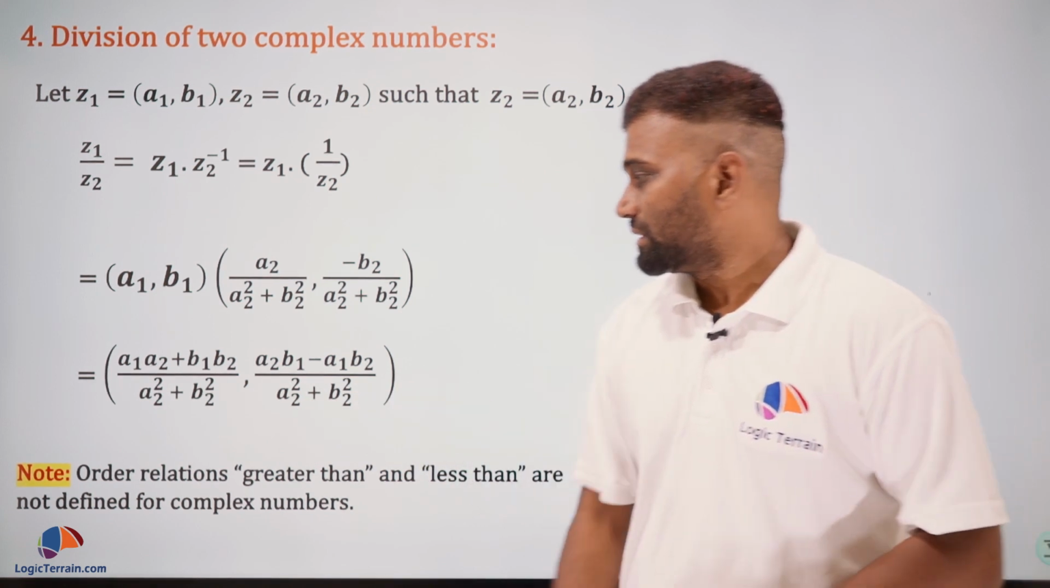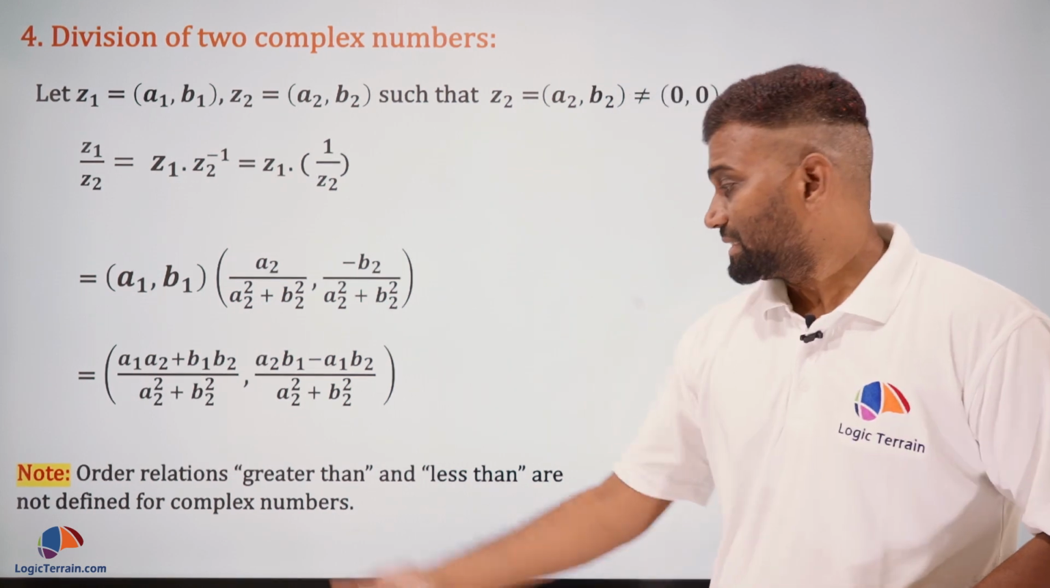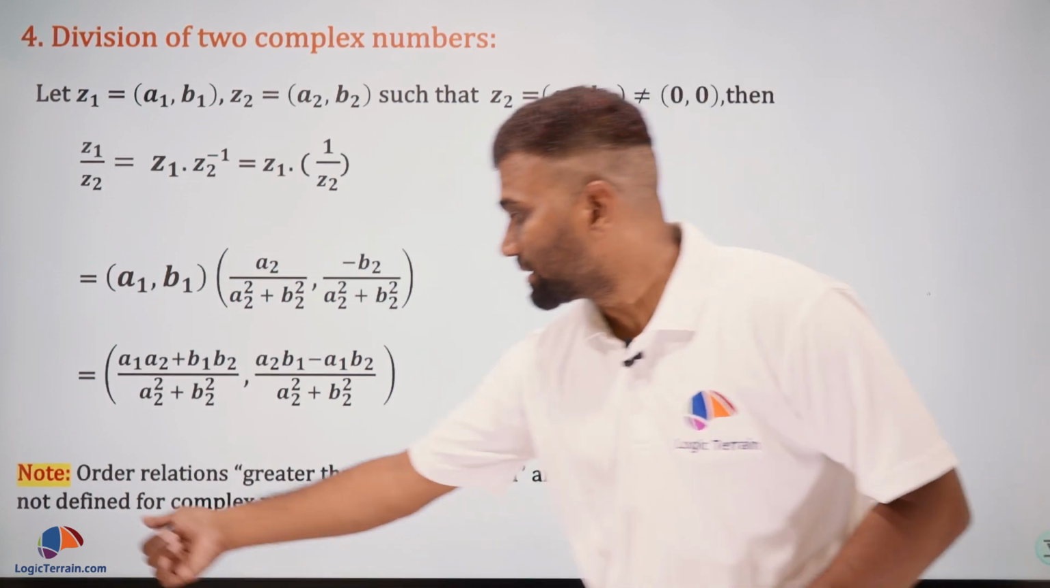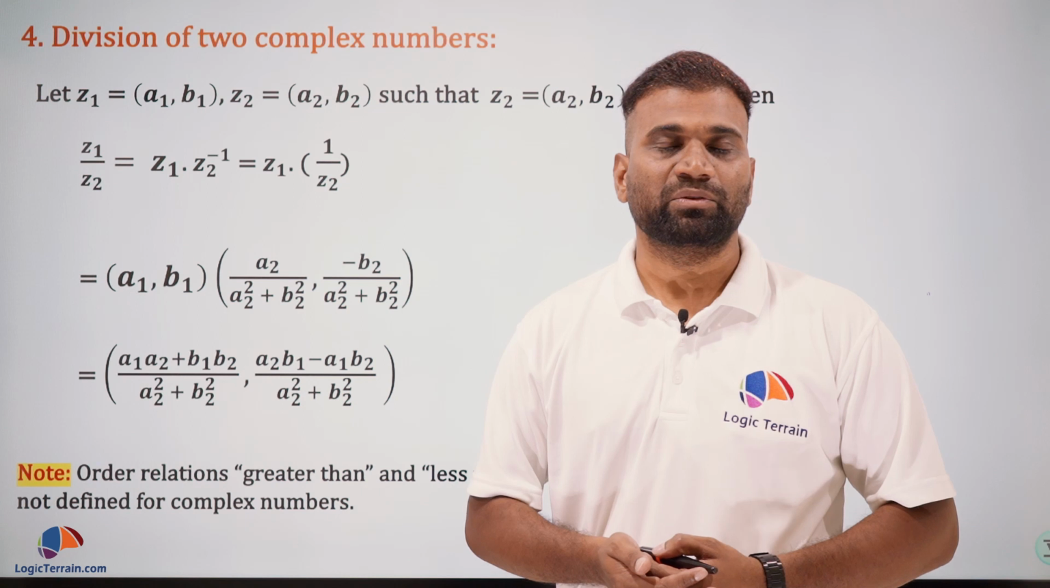Here you need to note that order relations, that is greater than and less than, are not defined for complex numbers. Clear?